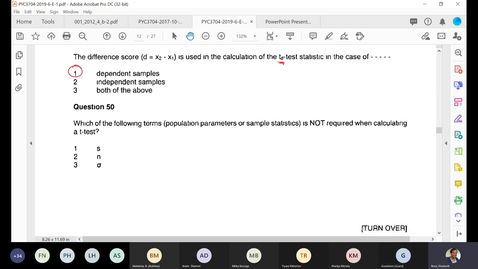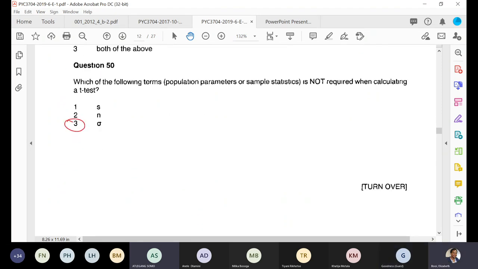Which of the following terms, population parameters or sample statistic, is not required when calculating a t-test? Number three, the population parameter.